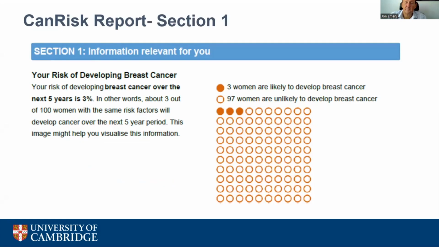So this section presents risk information around breast cancer in a variety of different ways. So here it presents the 5-year risk both as a percentage and as odds, and then the graphic on the right is called an icon array. And similar formats are used to present risk over the next 10 years and risk from 20 to 80 years old.